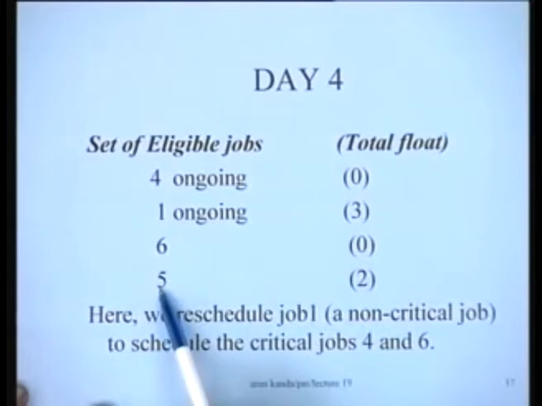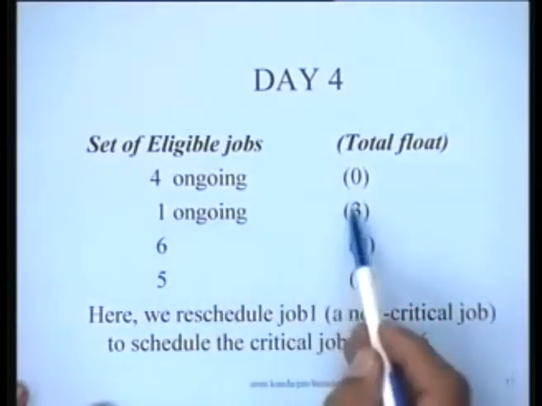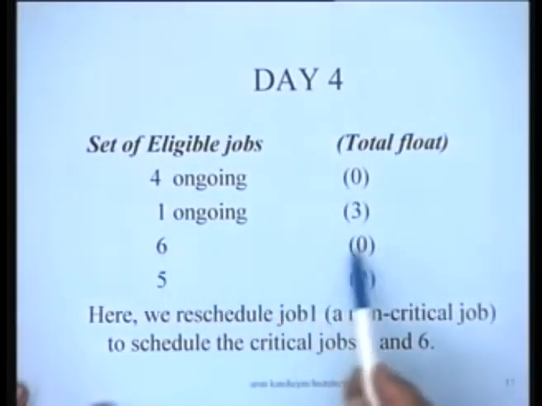6 is the immediate successor of job number 3 and it is a critical job. And job number 5 now has a float of only 2 days. It is reduced by 1 more day, right? So this is the ordered list that we have. These are 2 ongoing jobs, and here is a critical job.